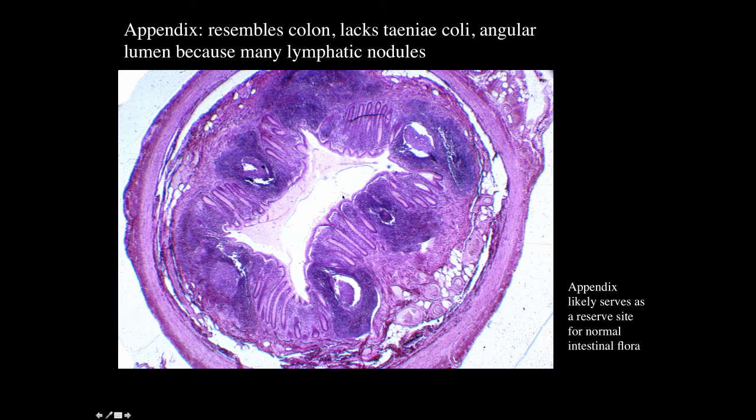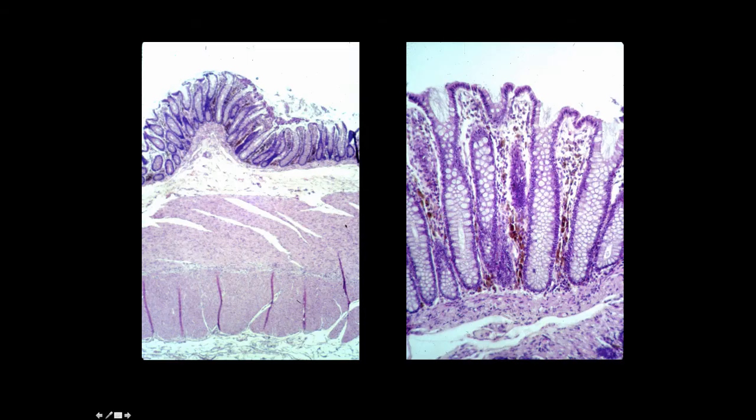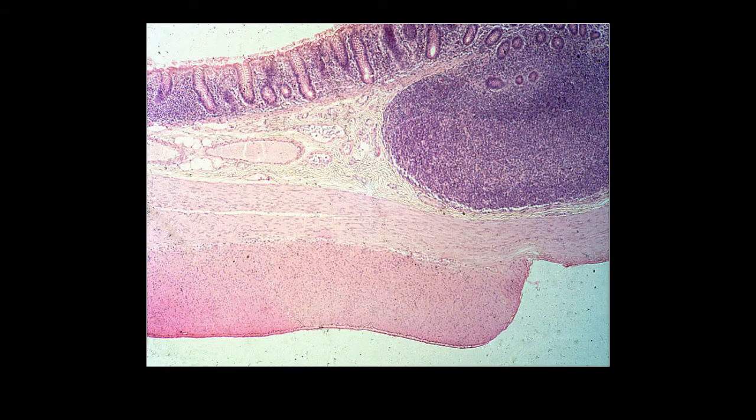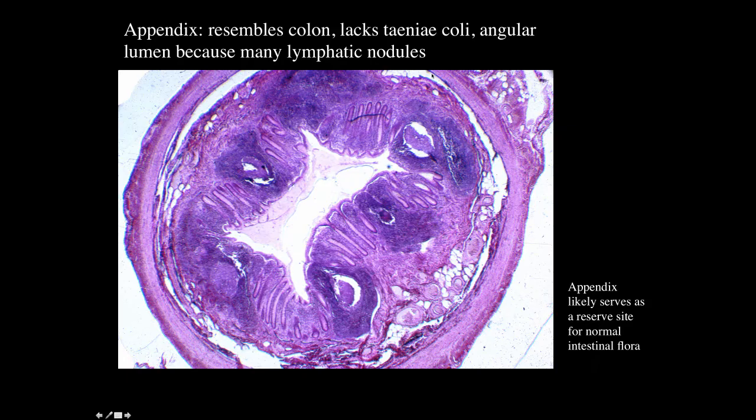You know this is not the colon because there are no taeniae coli. Remember the slide I showed you a few minutes ago? Let me go back to it. The colon, look at this large lymphatic nodule, but here it has the taeniae coli. Please don't confuse that with appendix. Here, the appendix with these large lymphatic nodules, but no taeniae coli.